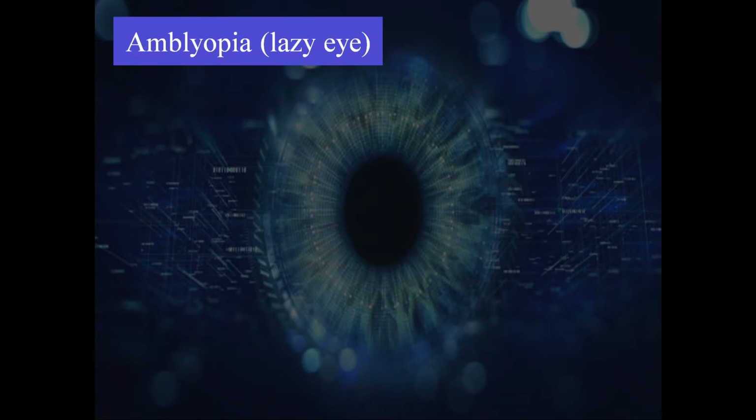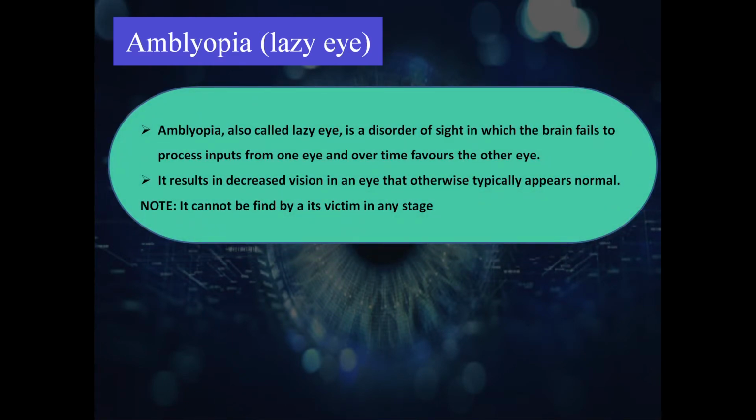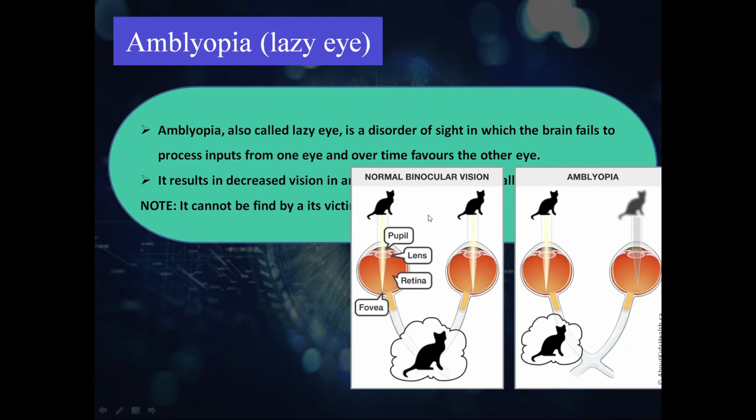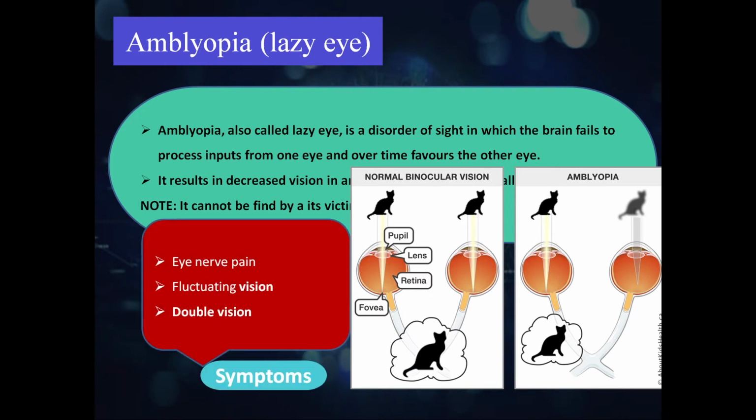Amblyopia, or lazy eye. It is hard to find because it is due to the brain failing to connect one eye and its nerves. Here is a normal binocular eye, and amblyopia looks like this. The distorted vision is compensated by the normal eye, so it is hard to find. Amblyopia patients will get eye nerve pain and fluctuation in vision.